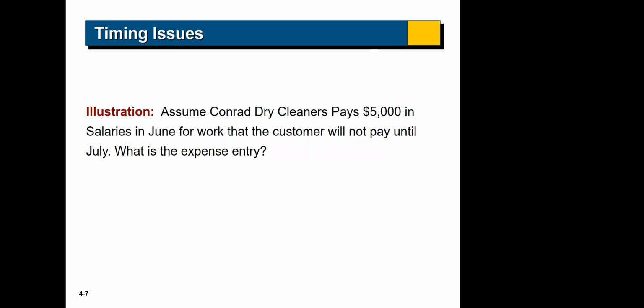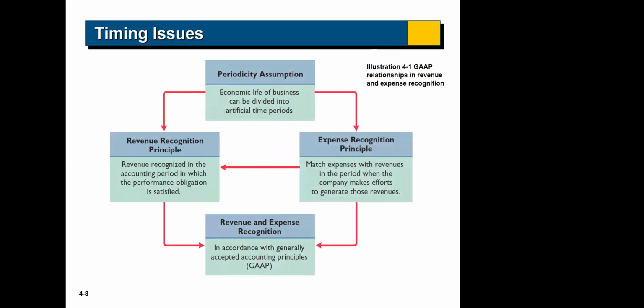So you would debit salaries and wage expense, and you would credit cash in the month of June. Even though the customers aren't paying you till July for that work, the revenue is in June. So the revenue and the expenses are staying together. So this is in your book. This is just a little kind of map that shows you these things connected together.